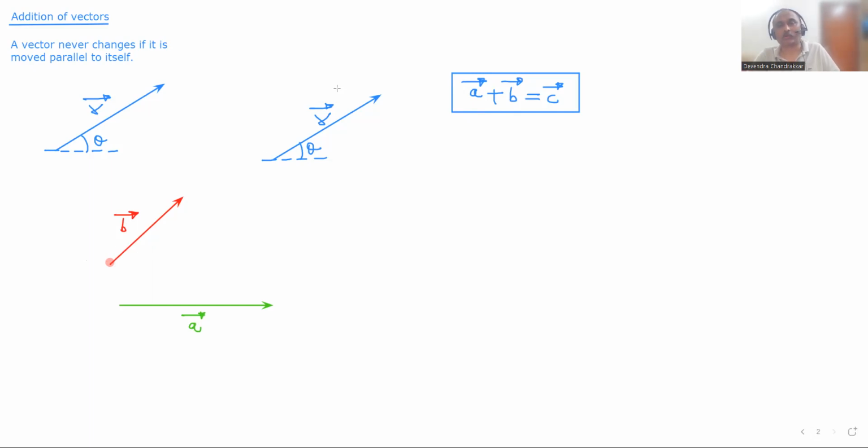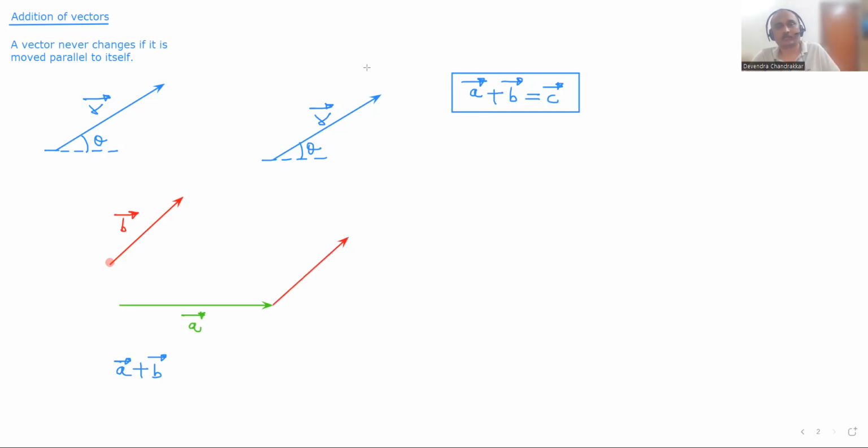So now if I want to add A and B, I will keep any one of them as a reference vector. Which one of these two do you want me to keep as a reference, A or B? A. Reference means we will not be moving it, right? So we are fixing A here. Now we will move vector B parallel to itself such that the tail of B coincides with the head of A.